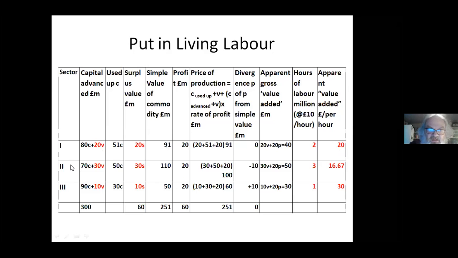The highly labour-intensive sector will produce value added at a lesser rate, and the high organic composition of capital sector will produce value added at a higher rate, nearly twice as high as the lower organic composition of capital. Again, this is simply on the basis of the same rate of surplus value. I haven't changed the rate of surplus value, and yet the apparent profit-based productivity of labour is markedly different between the different sectors.